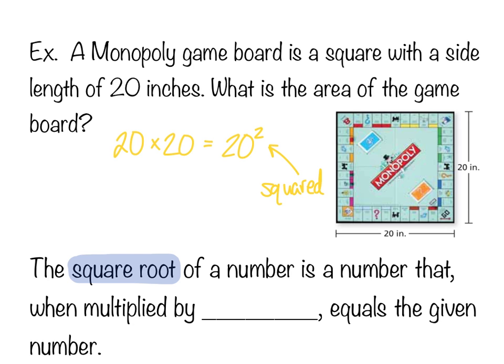So 20 squared is 20 times 20, which is 400. And this would be inches squared. Square inches, 400 squares. There's 400 little square inches that you could fit on this Monopoly board. And because I just squared a whole number, 20, that would make 400 a perfect square.